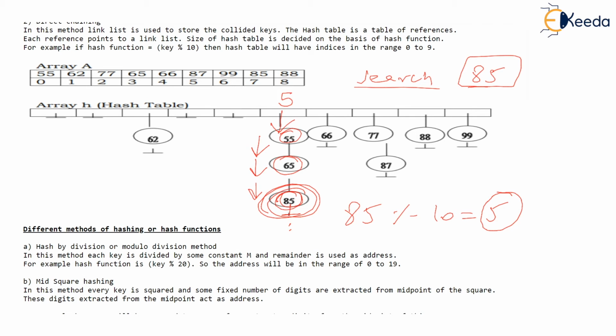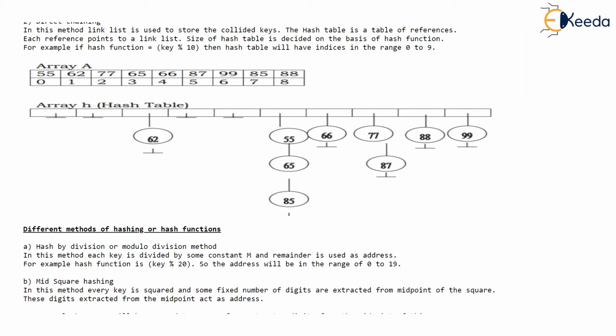So what if we were searching, let's say we were searching 11, and 11 % 10 is 1. So if 11 is present, it should be present at the first location, but the first pointer itself is null. That means 11 is absent. Just one comparison, isn't it?